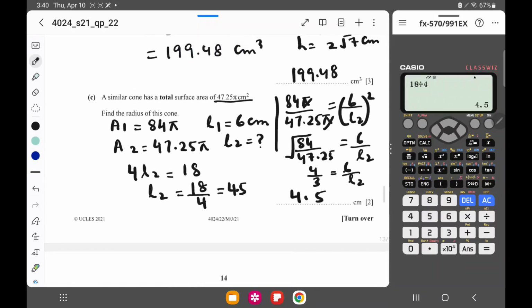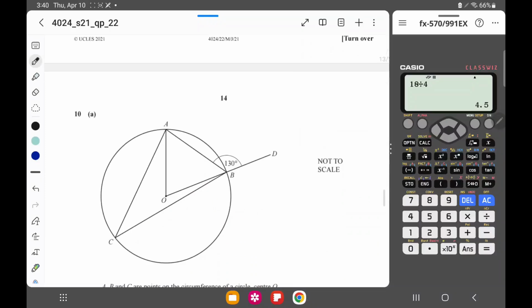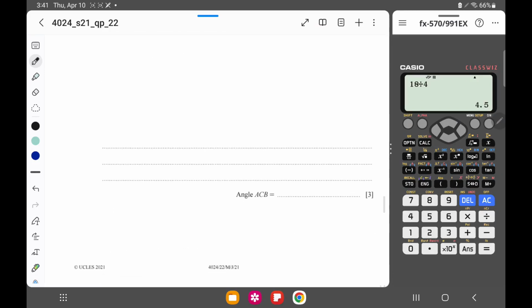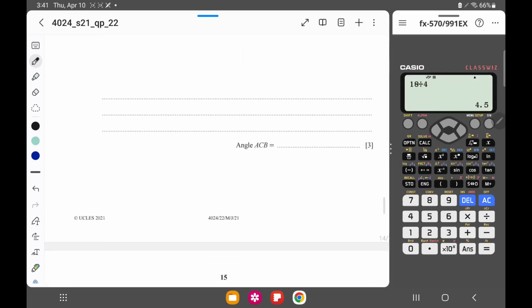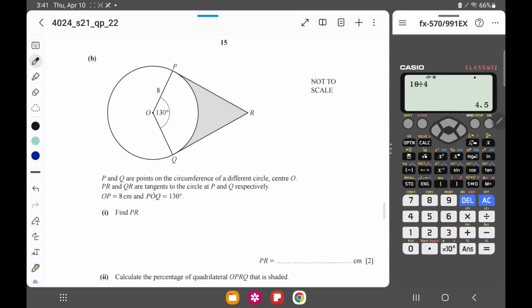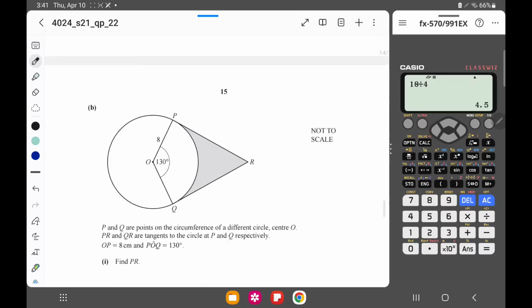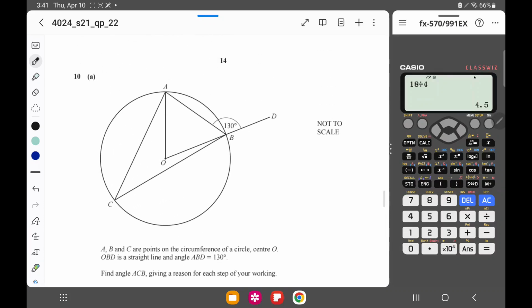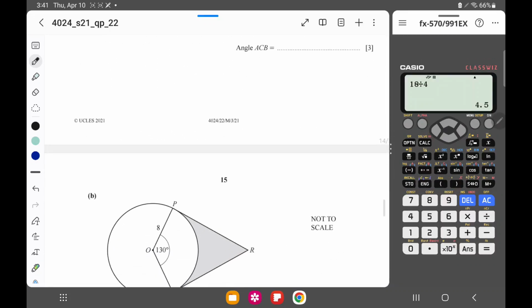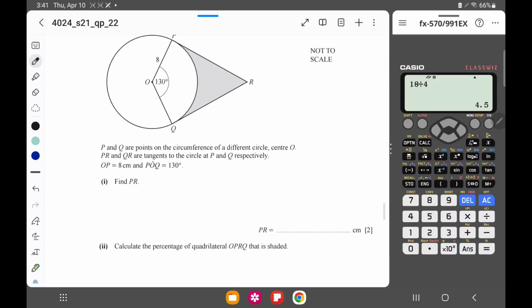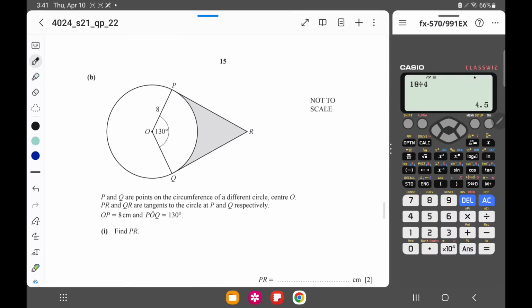So this question completed. Now if we check in the same paper, 2021 paper 2 May June, we have one more part with angle properties of circles. We have one more part here, part B of question number 10. Question number 10, part B. P, Q and R are the points on the circumference of a different circle.